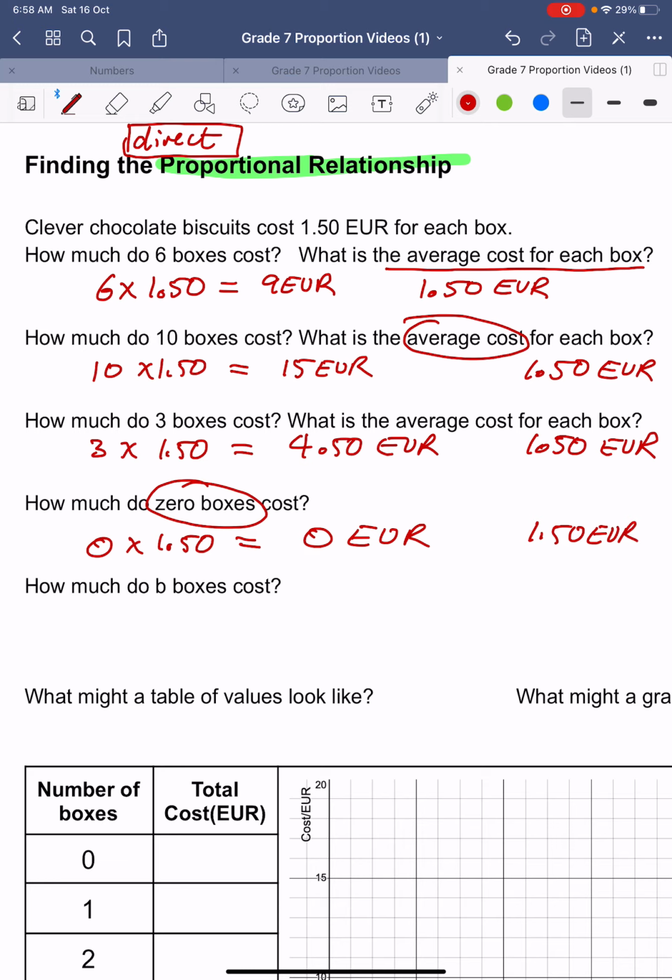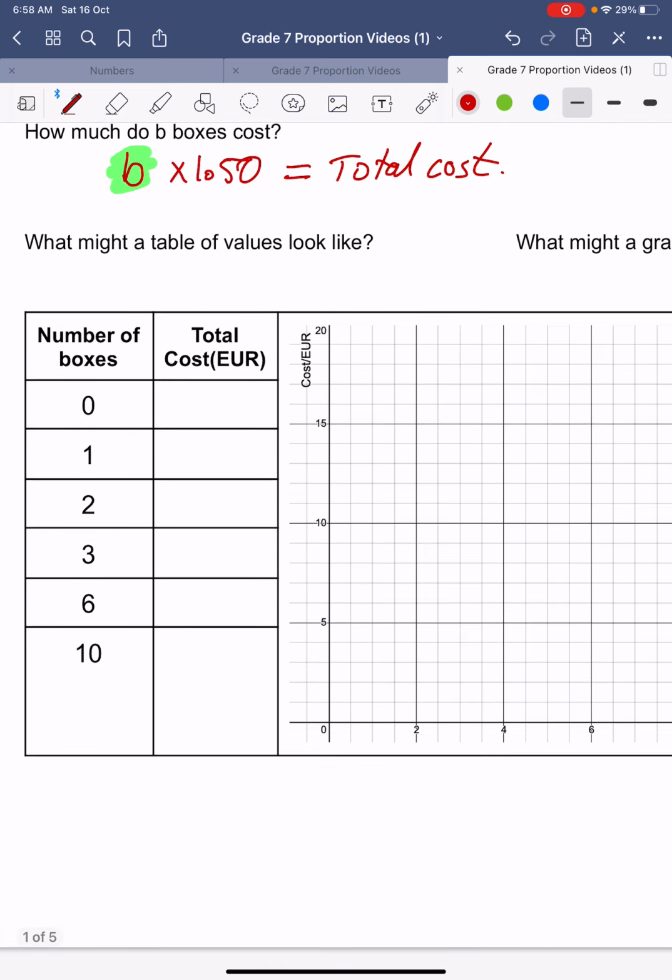And how much do B boxes cost? Well, you can sort of see the clear pattern, right? This is the number of boxes you buy, and you just multiply it by 1.50. So whatever the number of boxes is, we'll call it B for the number of boxes, just times it by 1.50, and that gives us the total cost.